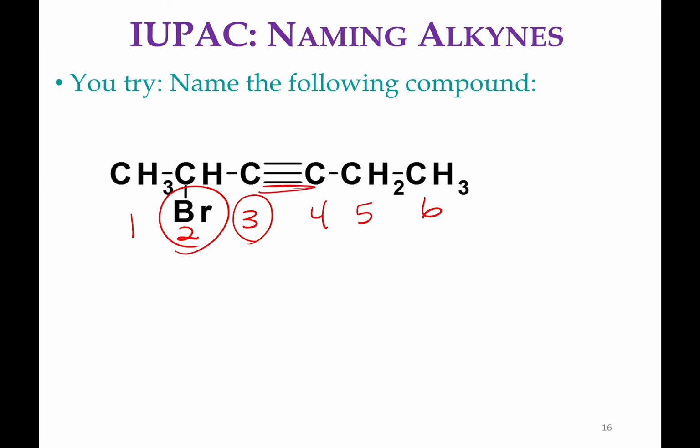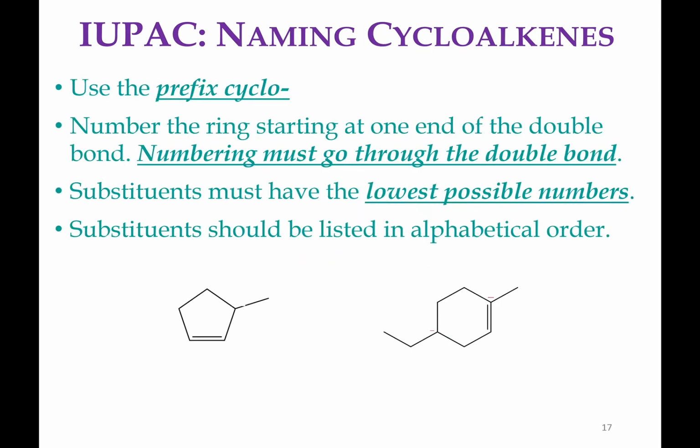This is a triple bond. So I'm going to have hexyne with a 3, so 3 hexyne, and bromo with a 2. 2 bromo, 3 hexyne. No cis trans, right? Can't have cis trans with a triple bond.